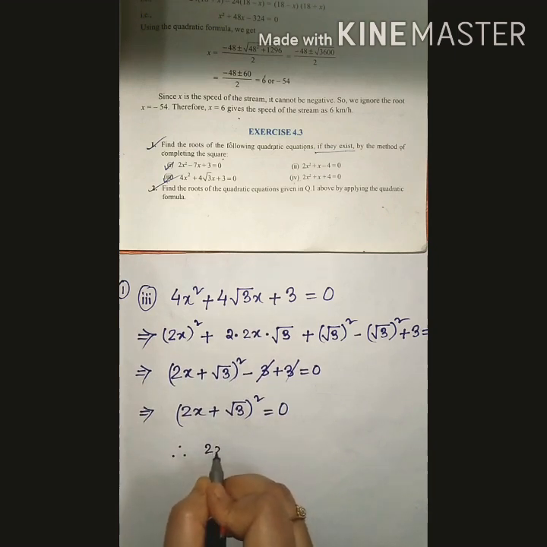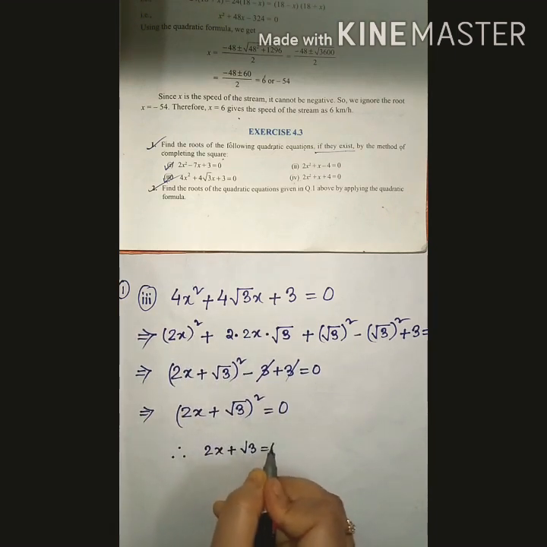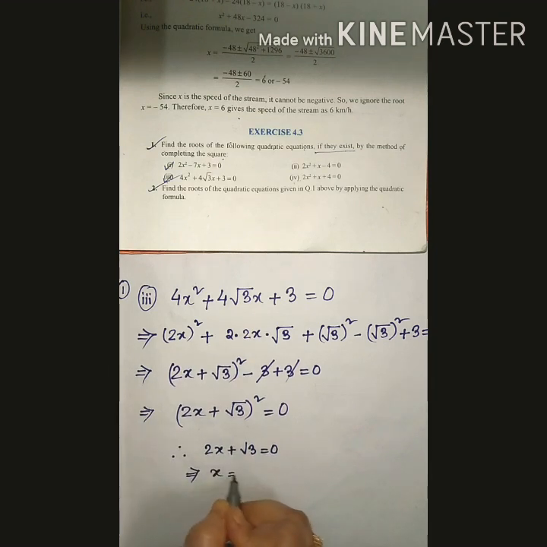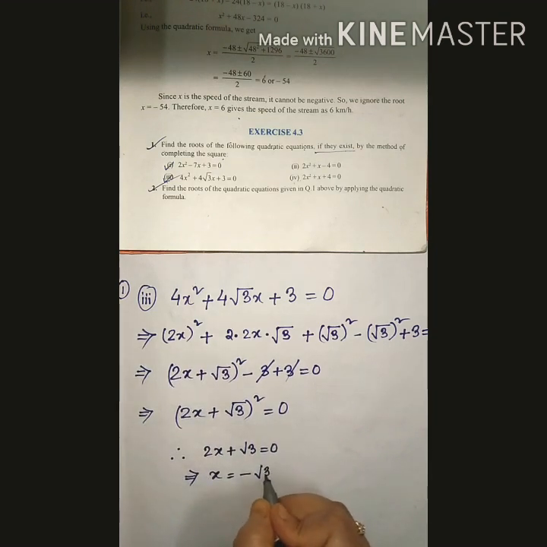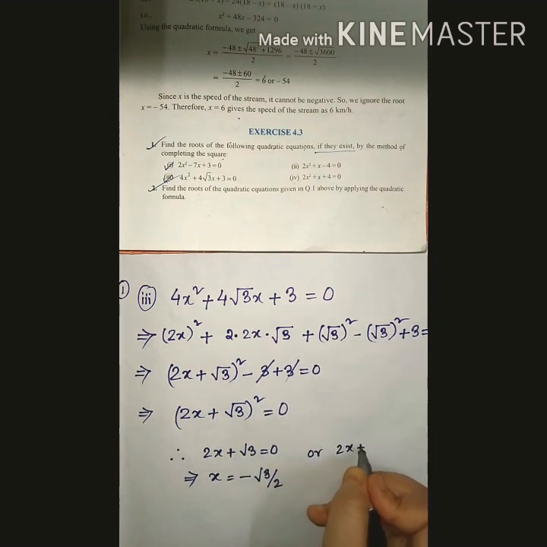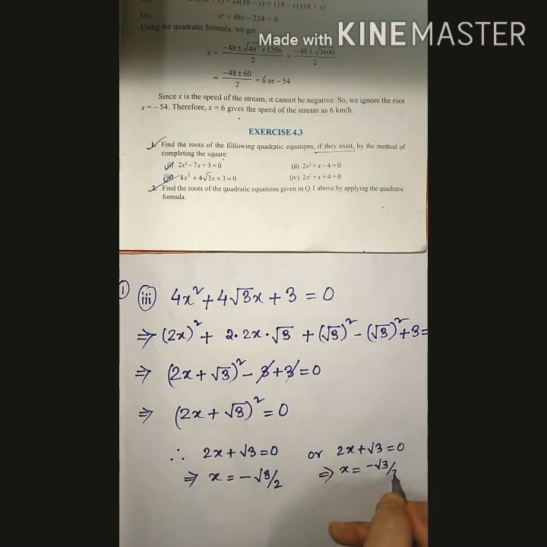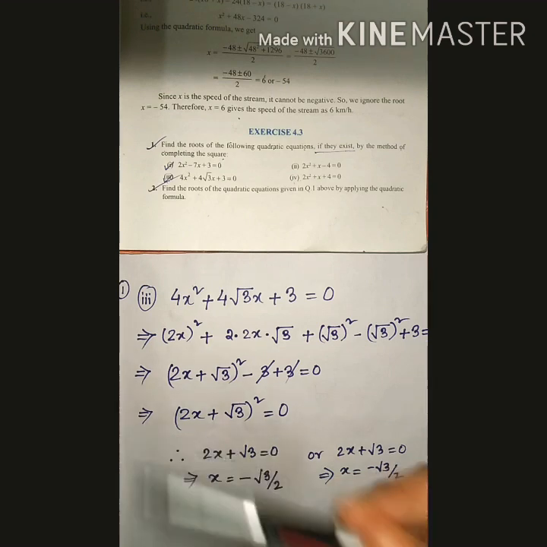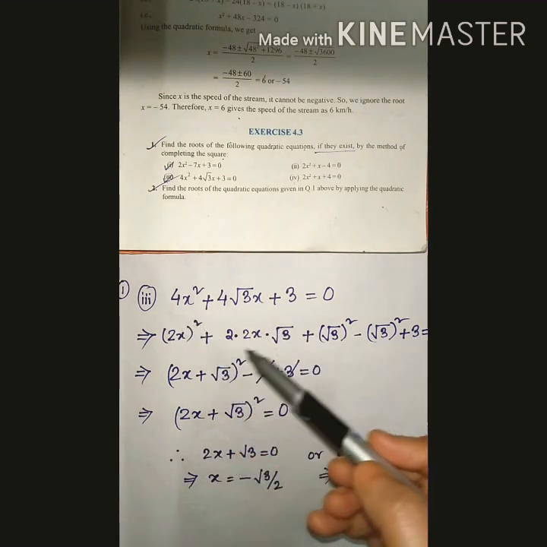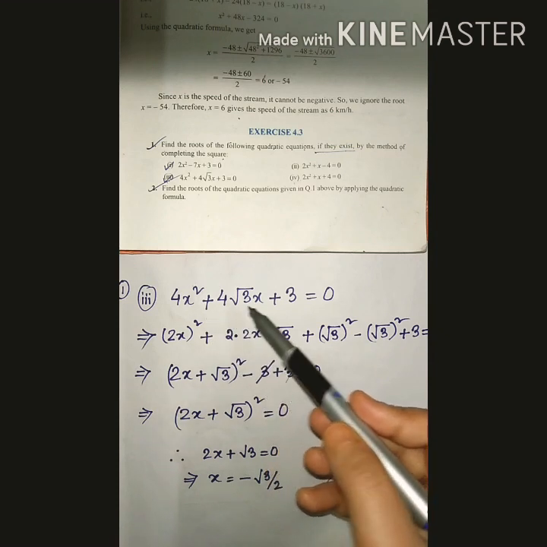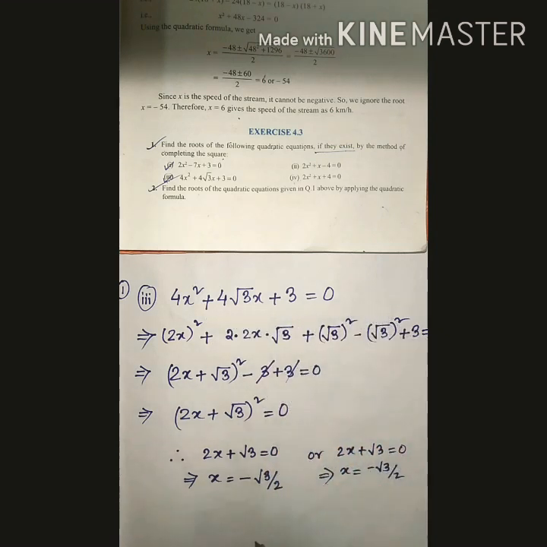Therefore, 2x + √3 equal to 0, x equal to -√3/2, or same way 2x + √3 equal to 0, x equal to -√3/2. That means you are getting here same root, but you have to write both. Okay, therefore the roots of the equation 4x² + 4√3x + 3 = 0 is this two. Solutions are these two.